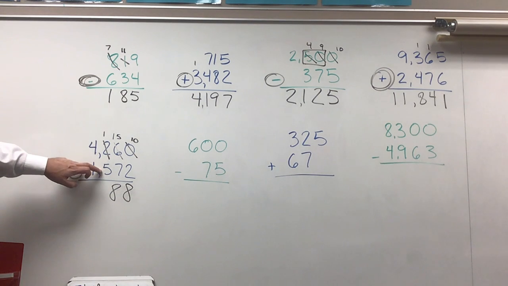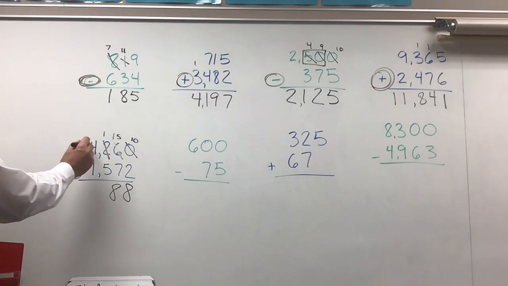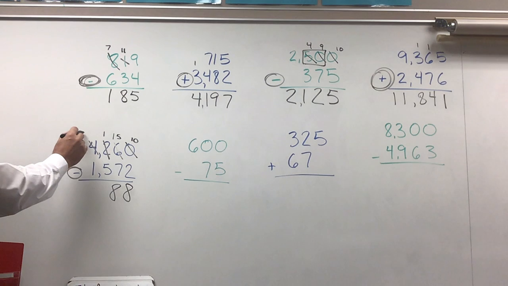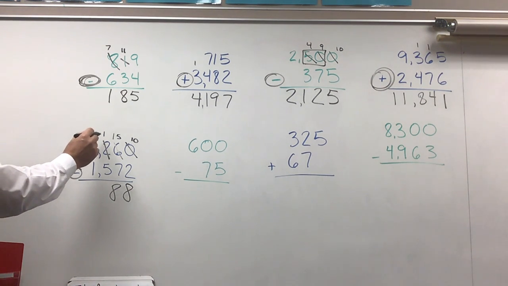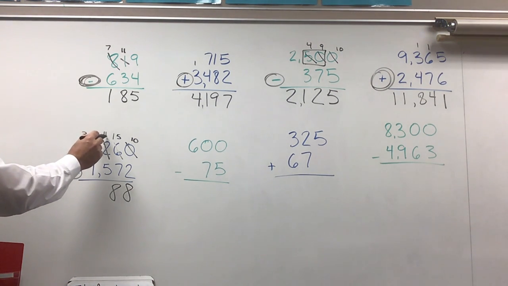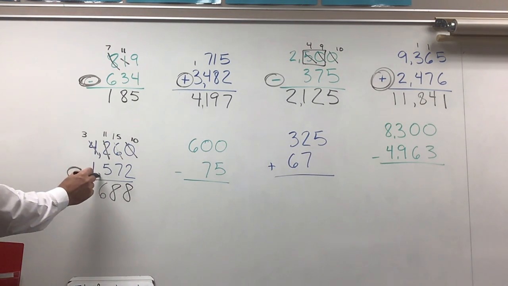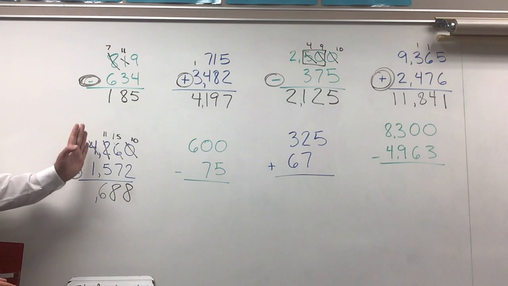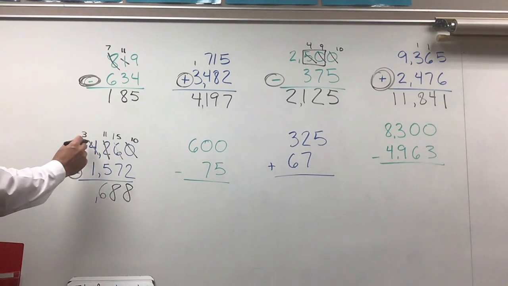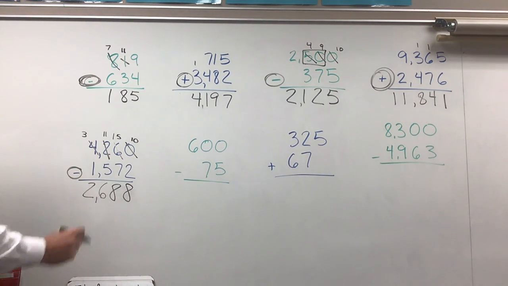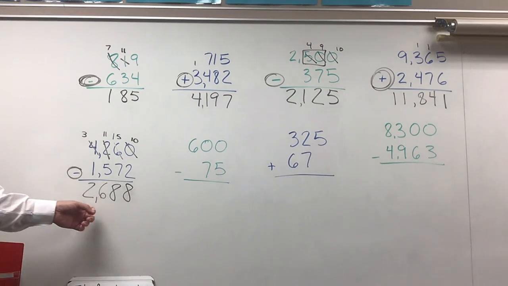1 minus 5, got to regroup again. This 4 in the thousands becomes a 3. I'm bringing 10 over. I already had 1 here, so now I have 11. 11 minus 5 is 6, comma, comma, comma, straight down, keeping it organized. 3 minus 1 is 2, 2,688.